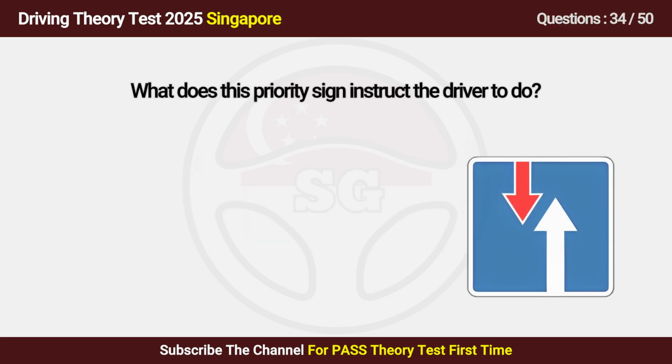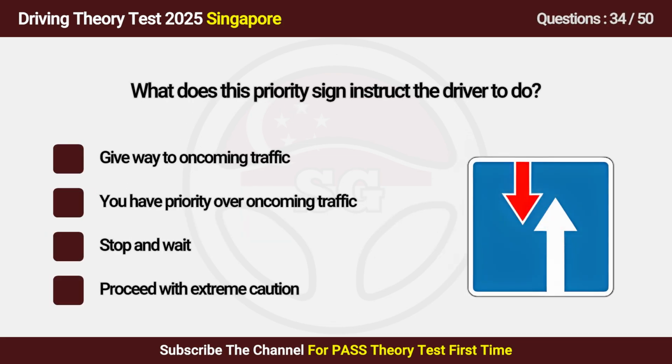Question 34. What does this priority sign instruct the driver to do? A. Give way to oncoming traffic. B. You have priority over oncoming traffic. C. Stop and wait. D. Proceed with extreme caution.